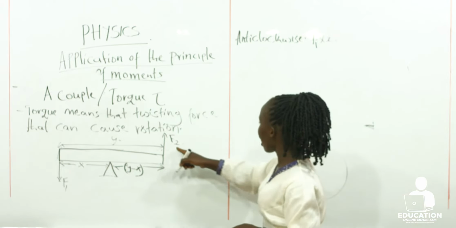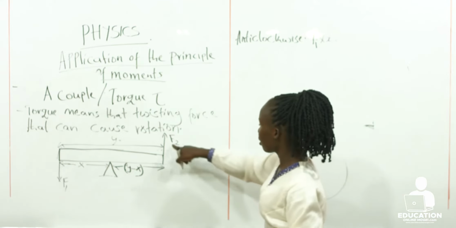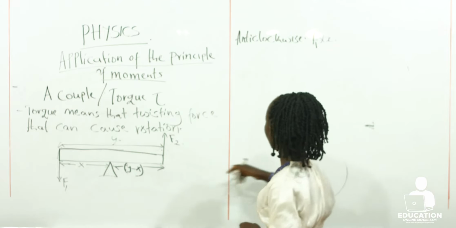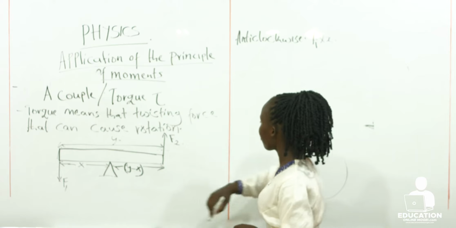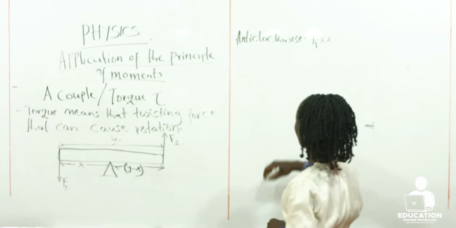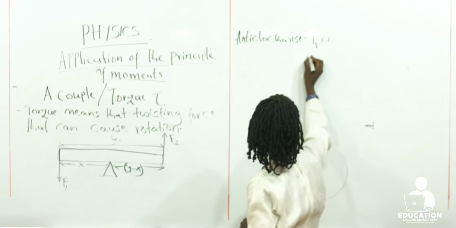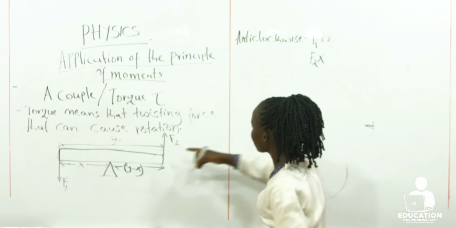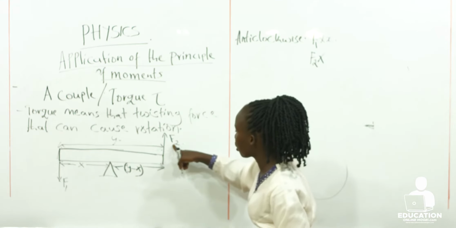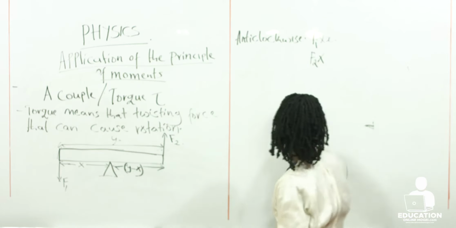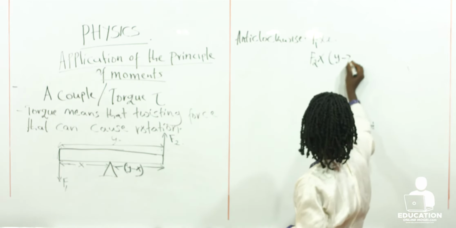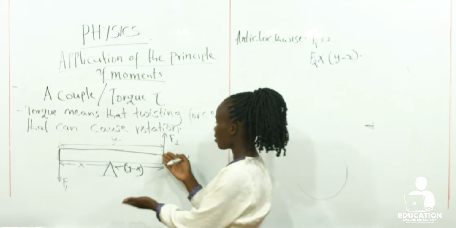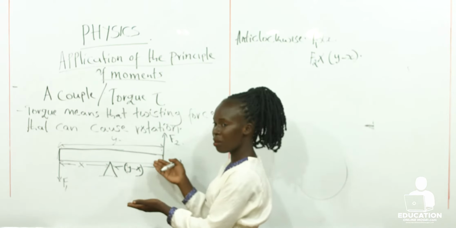We say it again, our force 2 is in the anti-clockwise direction. So we still have another force here, which is F2. So we have F2 times the distance between the point of application of this force and the pivot, which is y minus x. But then we are saying these forces are rotating in the same direction.